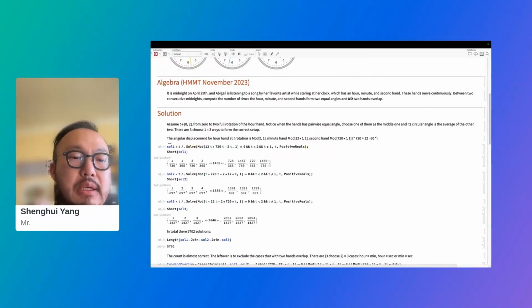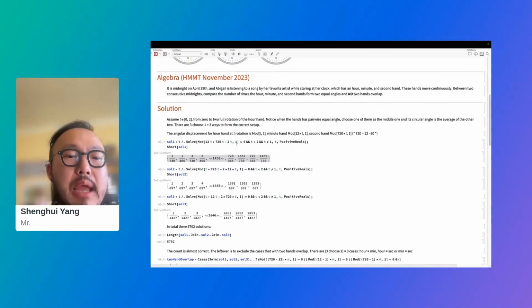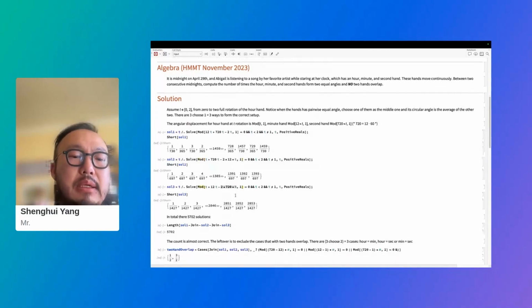So basically, you run this function and it solves for t when the hour hand is in the middle. And you do that 3 times. This is the first time, the second time is the minute hand in the middle, and the third time is the second hand in the middle. So now you have all the solutions.